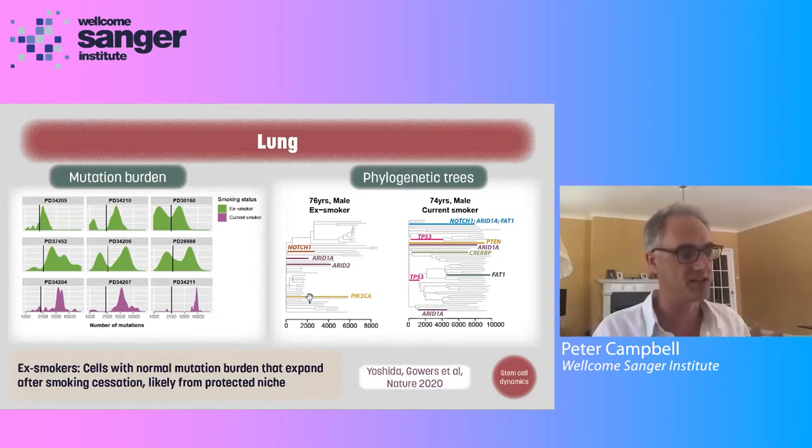And what that suggests is that there's a stem cell population in bronchial epithelium that essentially lives in a protected niche and escapes the mutational consequences of tobacco smoking. And when people stop smoking, that population can expand and gradually repopulate the bronchial epithelium with cells that essentially have escaped the mutational consequences of somatic mutation and are essentially normal.